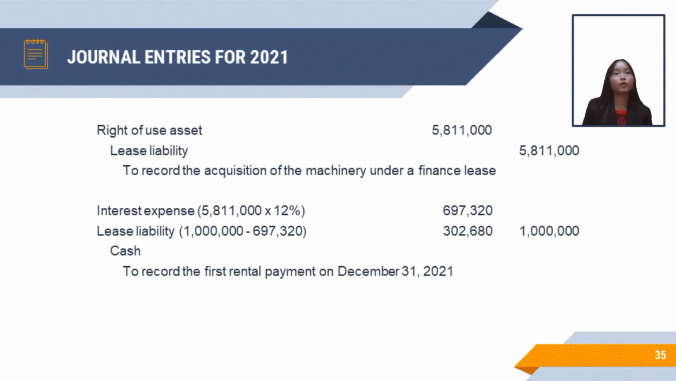So, to journalize, first we will record the acquisition of the machinery under a finance lease. So we will debit right of use asset for 5,811,000 and we will credit lease liability for 5,811,000 as well. Then we will debit interest expense for 697,320 and lease liability for 302,680, and then we will credit cash for 1 million pesos. That is to record the first rental payment on December 31, 2021.